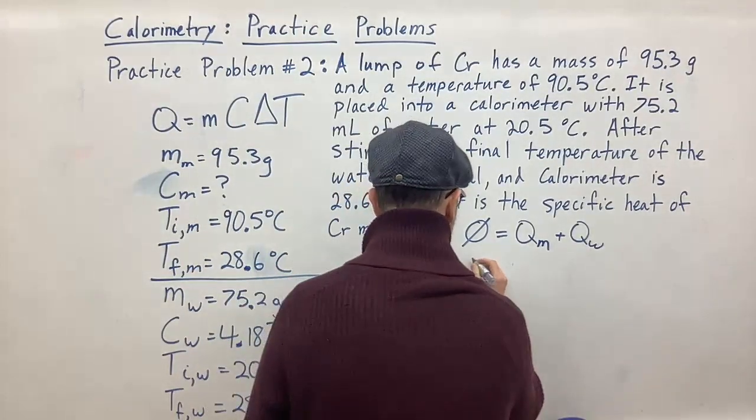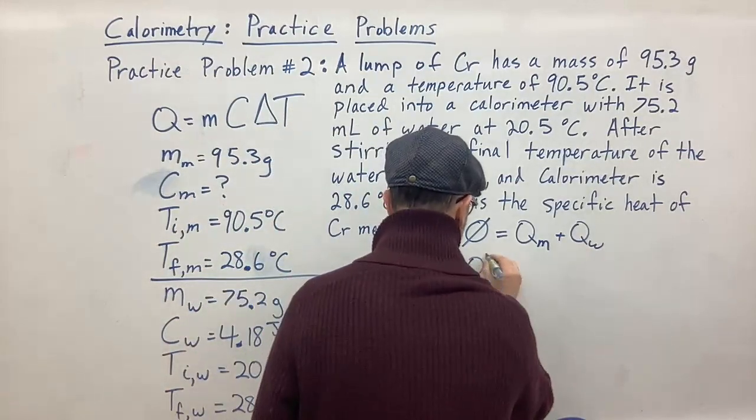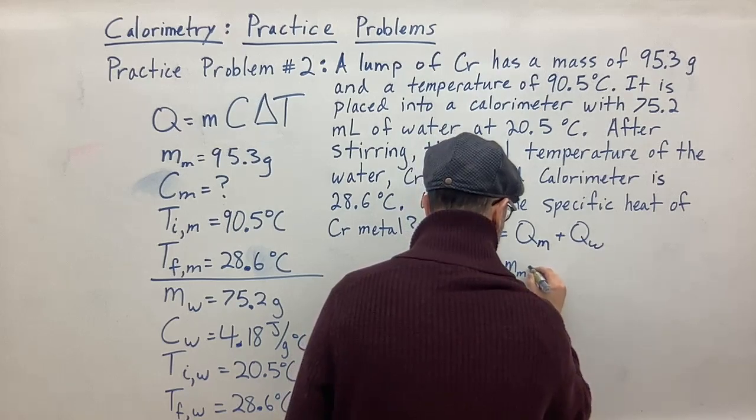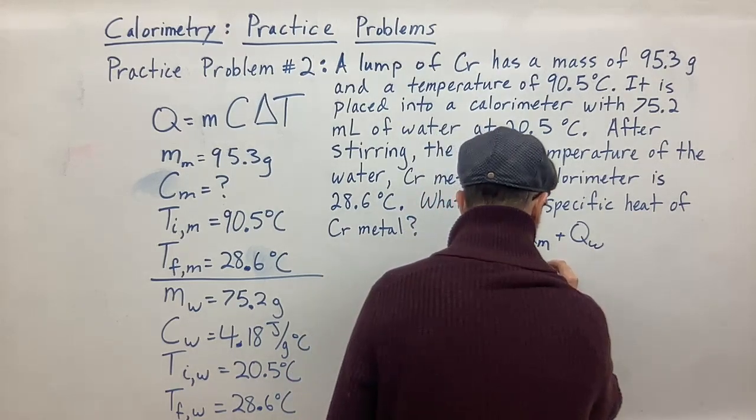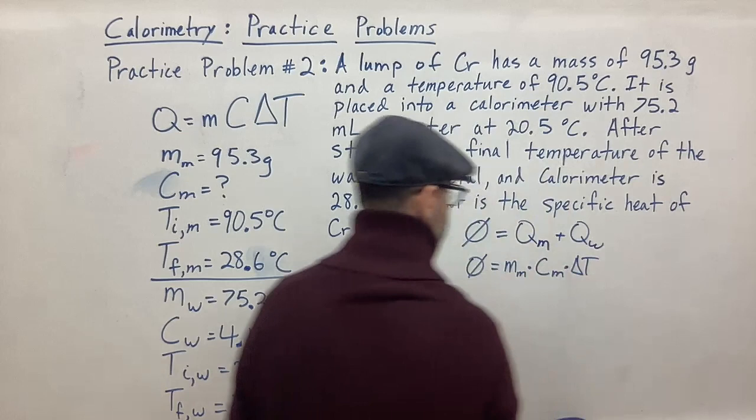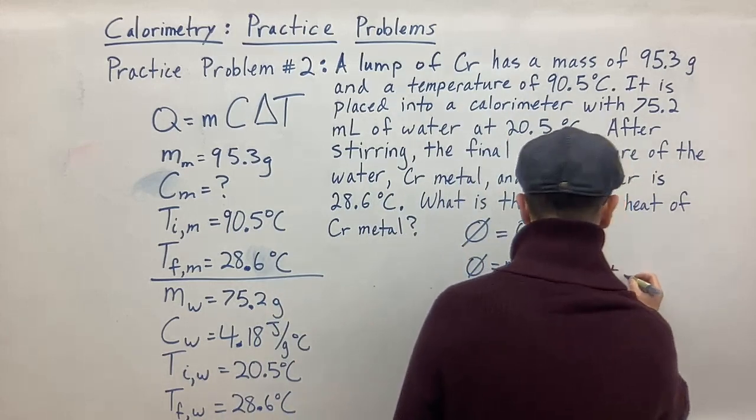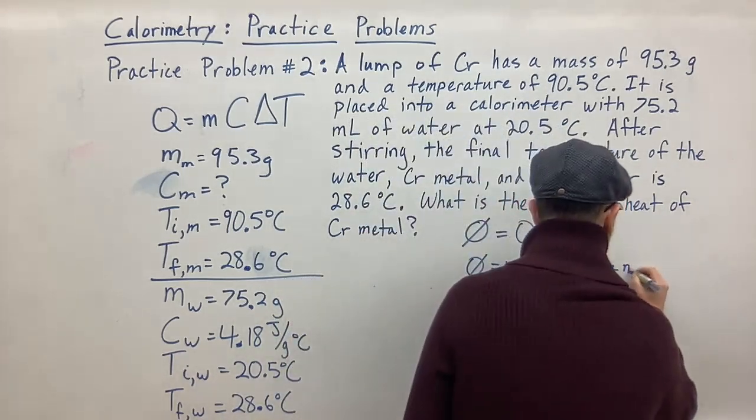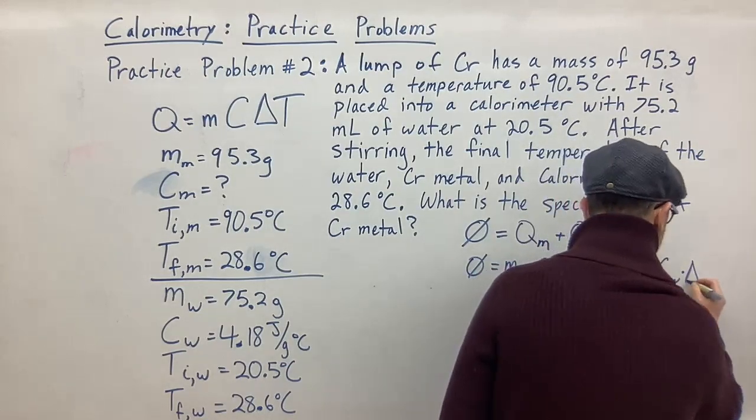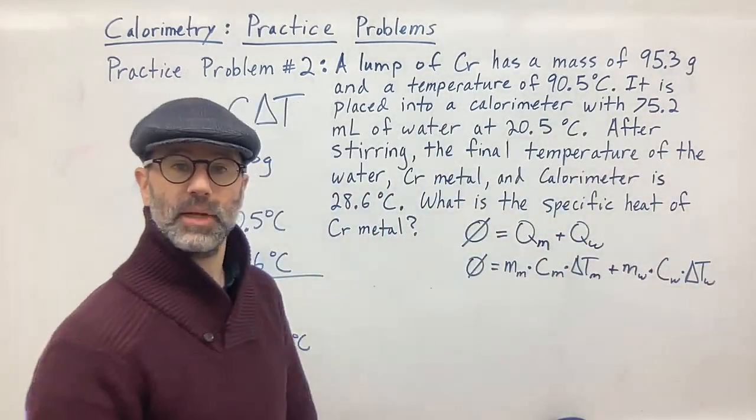So our formula now, if we replace these with this part here, then 0 is going to be equal to, for Q of the metal, the mass of the metal multiplied by the specific heat of the metal multiplied by the change in temperature of the metal, plus, again, the same for the water: the mass of the water multiplied by the specific heat of the water multiplied by the temperature change of the water. So now all we do is just plug in everything we know.